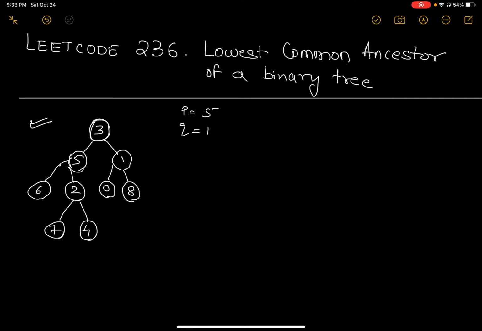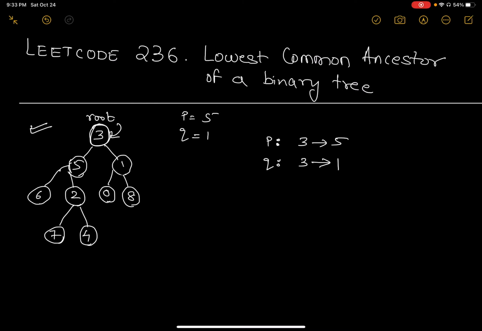Now, when we talk about the lowest common ancestor, if we try to trace the path from the root node, which is in this case 3, if we trace the path for the node P, it would be node 3 and then the node 5. Similarly, for the node Q, it would be node 3 and then the node 1. And if we try to find the common nodes in both the paths, we have node 3 as the common node. And here in this particular example, we just have one node, and that is the least common node.